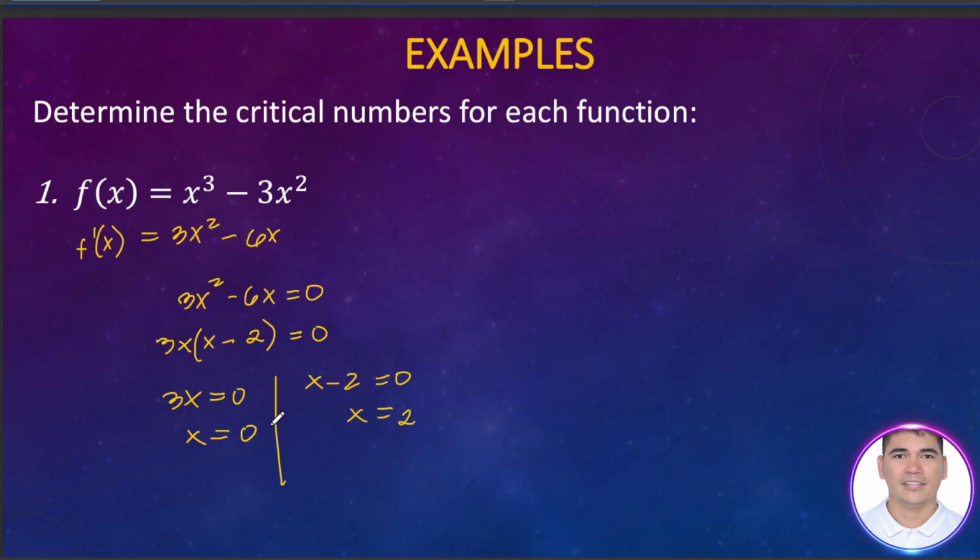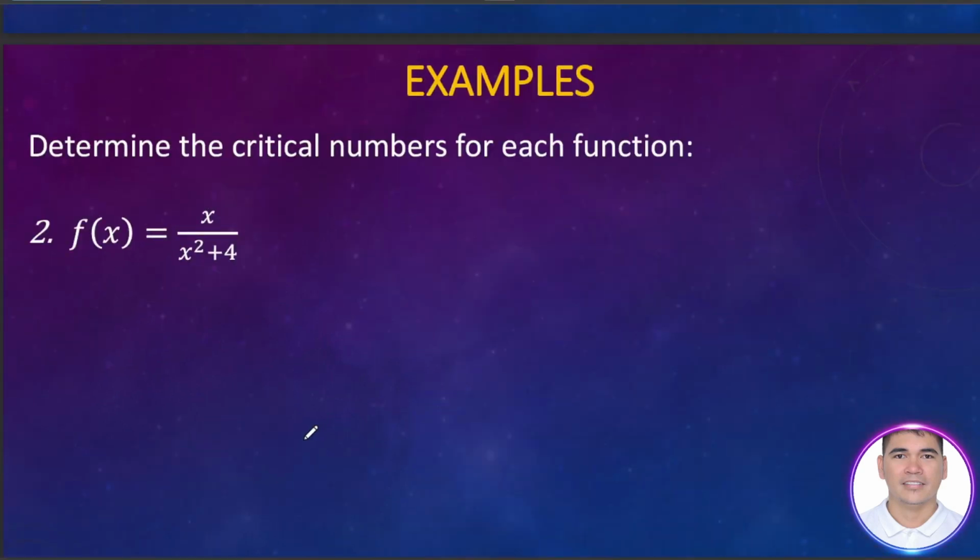So 0 and 2 are our critical numbers. Okay? So, ganoon kadali to determine the critical numbers. So, first is to derive the given function. And then, equate mo na yung result sa 0. Then, take the factors and then find the x. So, here we have two results. x equals 0 and x equals 2. So, that is our critical numbers.